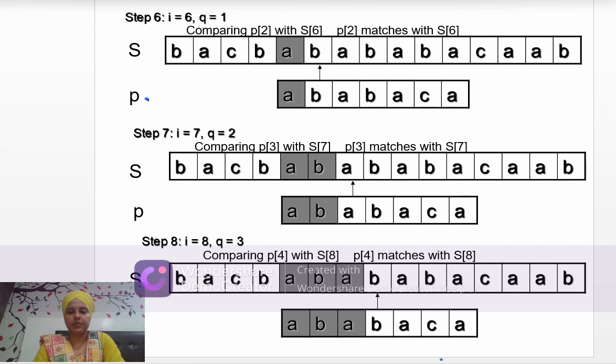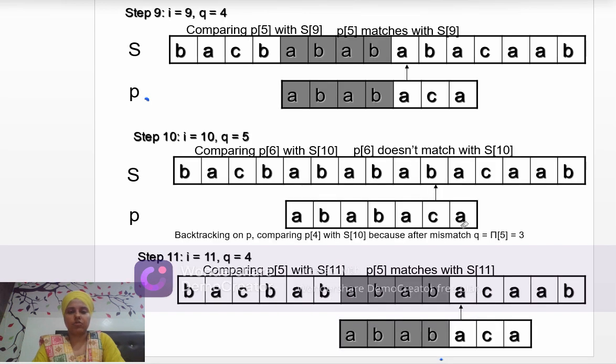So we were in the next step. So here there is a mismatch. In step 10 we can see that there is a mismatch between B and C. So in that case the value of Q will be 3, right? So now what we have to do is take Q equals 4. We'll be starting from 4 because the previous value is 3.